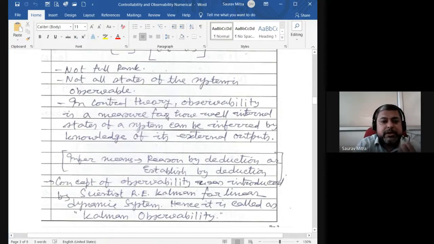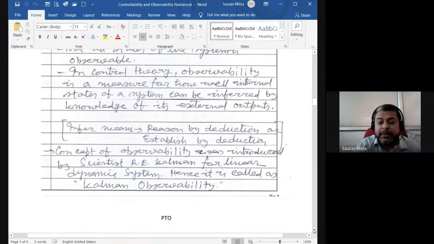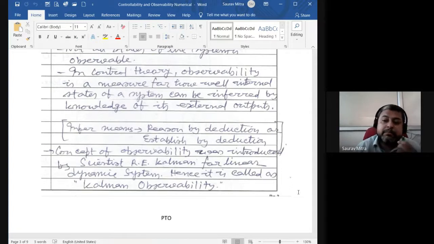Okay, so in control theory, observability is a measure for how well internal states of a system can be inferred by the knowledge of its external output. That means how well we can find out the internal state variable initial value from the other values. Okay, infer means reason to deduction or established by deduction. So the concept of observability was introduced by scientist R.E. Kalman. So you just search what is meant by Kalman filter. This is the biggest mathematical filter design which had happened in 1960s.